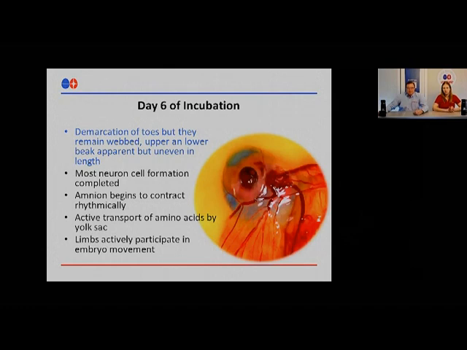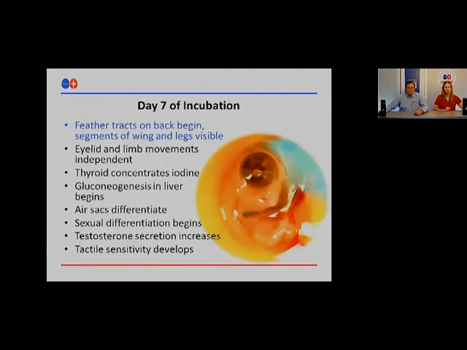Day 6, start seeing toes, upper and lower beak, apparent, uneven in length. And again, you can see the other list of activities occurring. Neuron cell formation, amnion begins to contract rhythmically. Active transport of amino acids. So these parts, again, are part of the building blocks, building the house, so to speak, or building the embryo, occurring at these various stages.